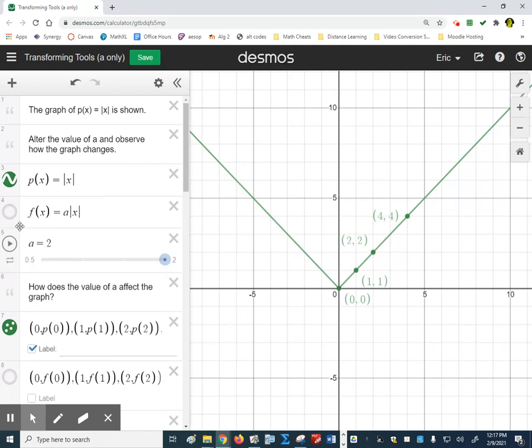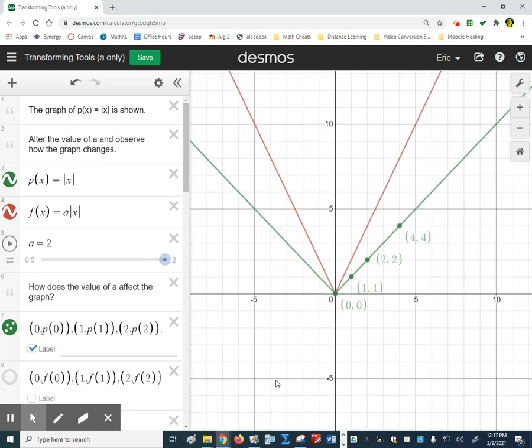So if I let a equal 2, everybody's hearing a drum roll in their head right now. There it is. Oh, what did it do? That's how it changed the function. Well, it might help here if we add some points to this. Okay. How would you describe that?